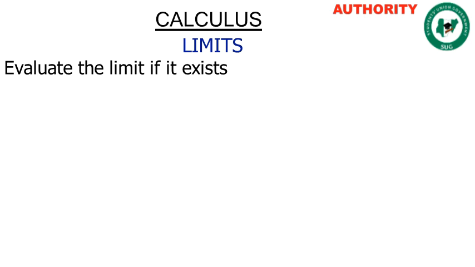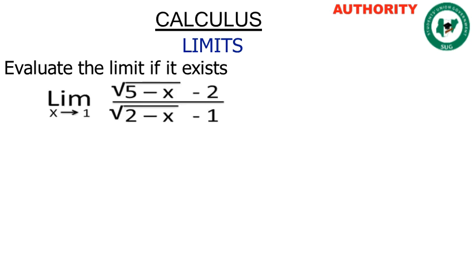And then this question says, evaluate the limit if it exists. Lim as x approaches 1, square root of 5 minus x minus 2 all over square root of 2 minus x minus 1. Alright, this is what we are asked to solve.